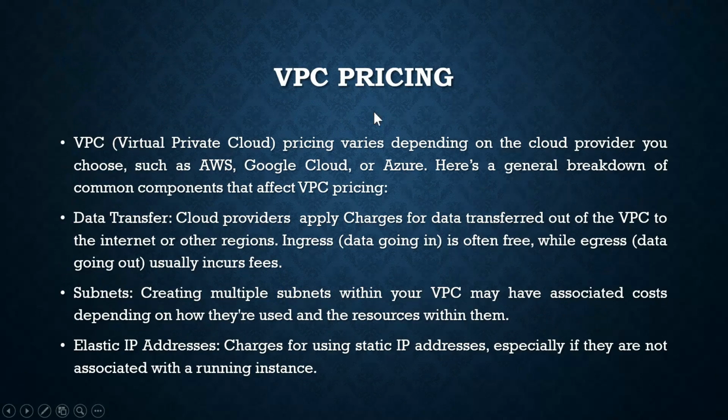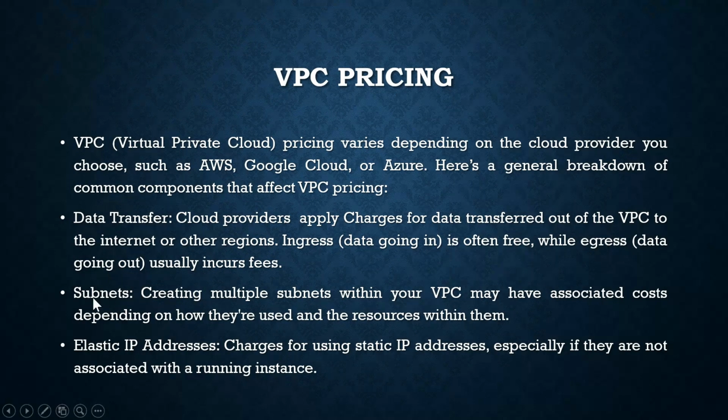Now let's see the pricing for the VPC. In a VPC, prices vary depending on the cloud provider you choose, such as AWS, Google Cloud, or Azure. Here is the general breakdown of the components that affect VPC pricing. First one is data transfer. The cloud providers apply charges for data transferred out of the VPC to the internet or other regions. Ingress is often free, while egress usually incurs fees.